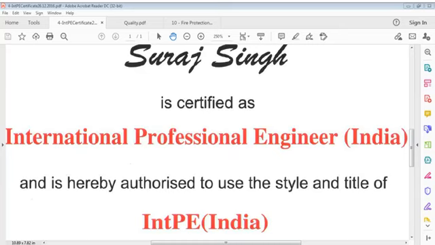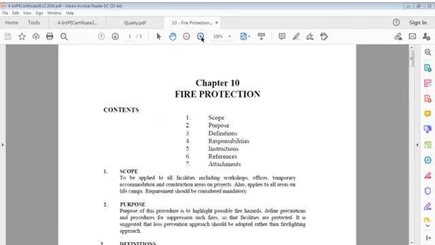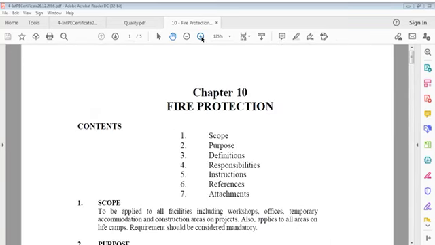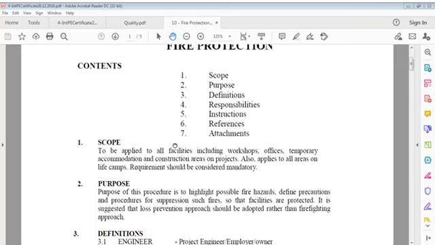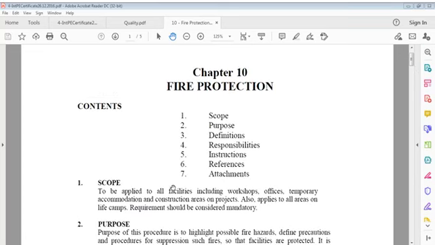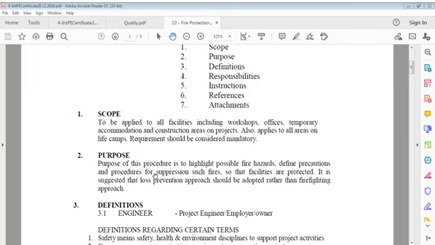Now I am going to talk about fire protection. Fire protection is a very important issue. Fire and safety, fire protection and safety, is chapter 10 of this book, that is safety, health and environment. The scope is that it applies to all facilities including workshops, offices, temporary accommodation and construction areas on projects. Also applies to all areas on life camps.